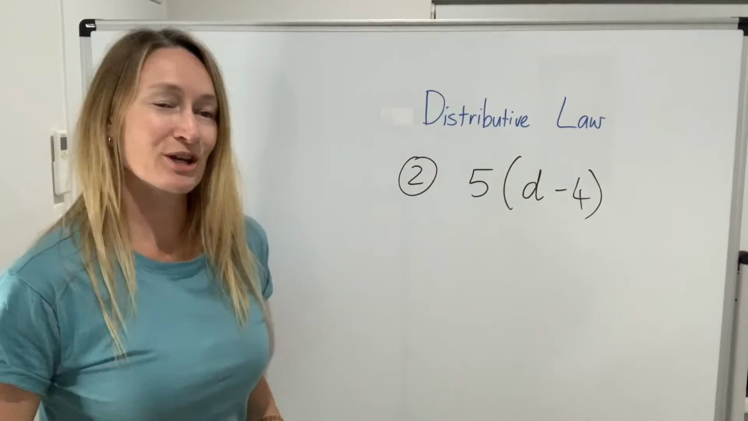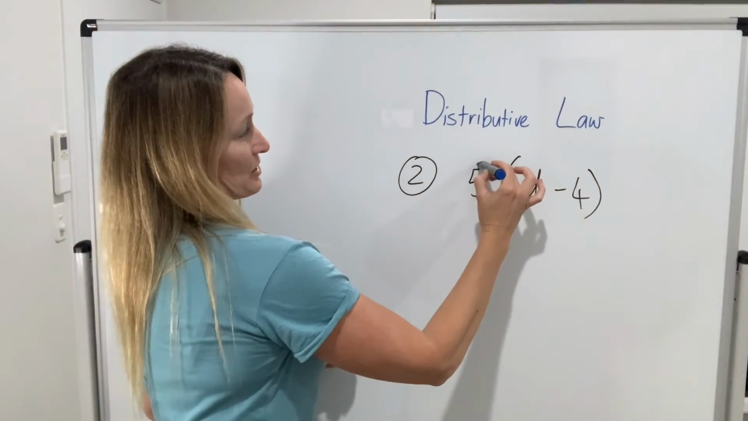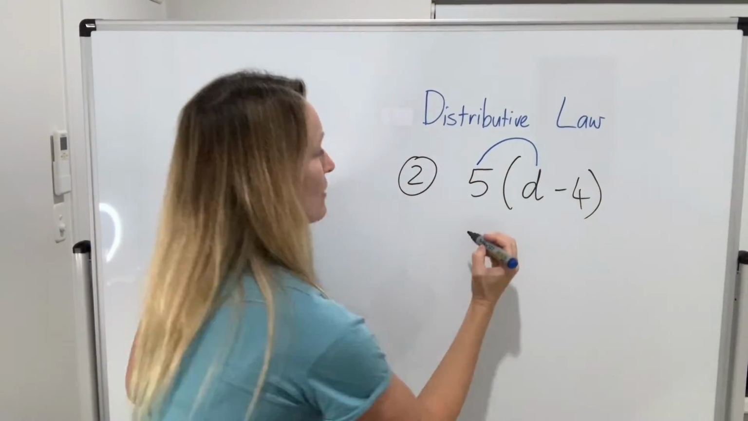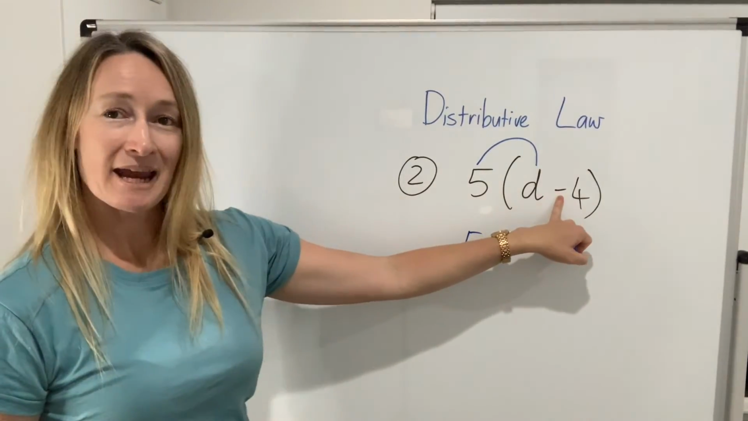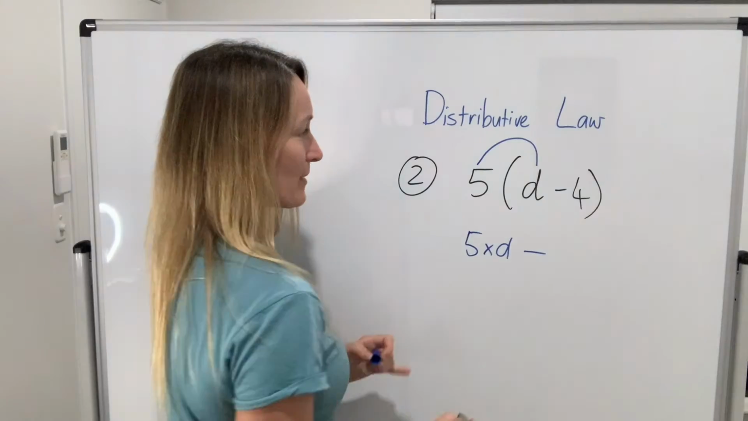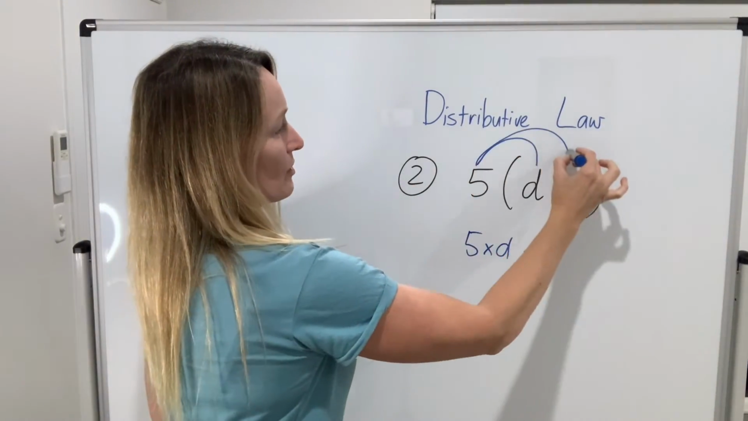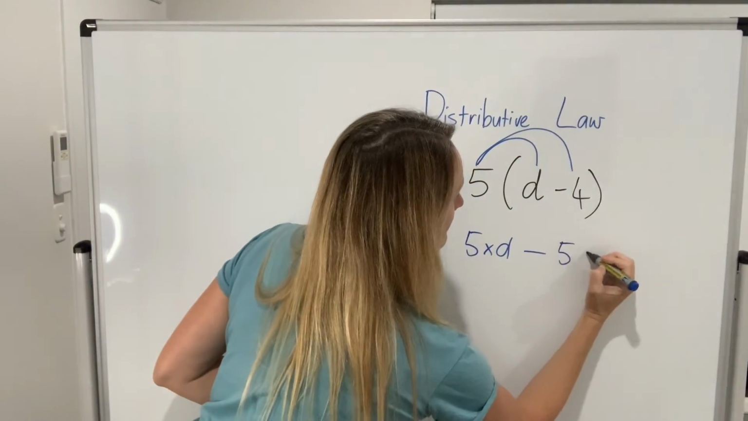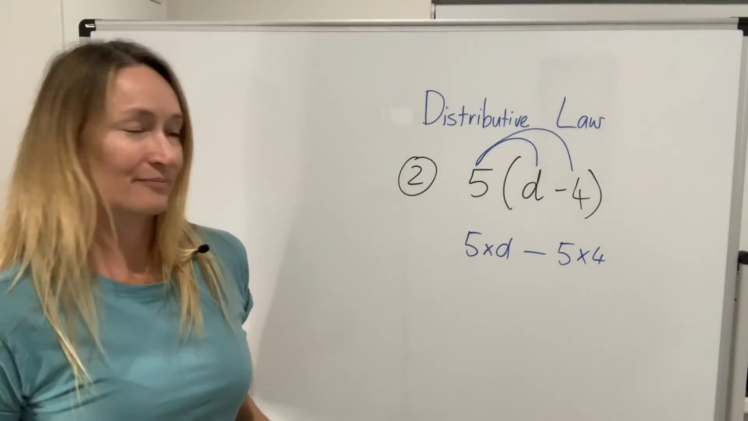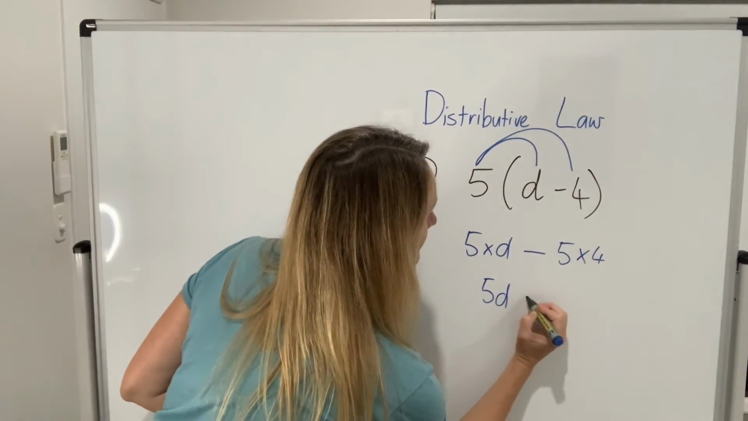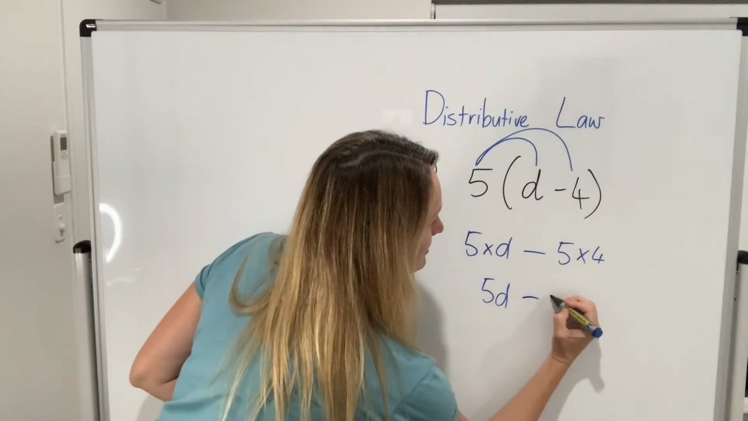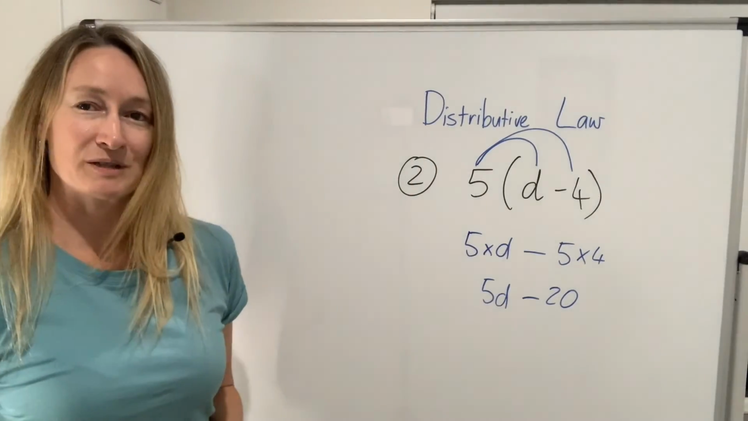Practice question 2. You should have done 5 multiplied by D, and because it's a takeaway here, take away 5 multiplied by 4. When you do that, 5 times D is the same as 5D. Take away 5 times 4, which is 20.